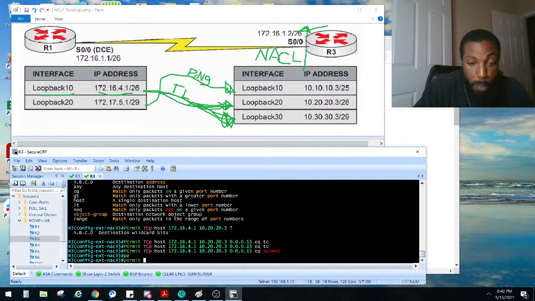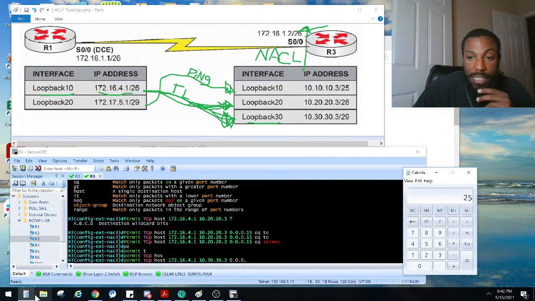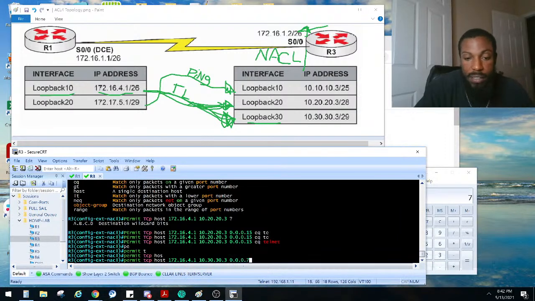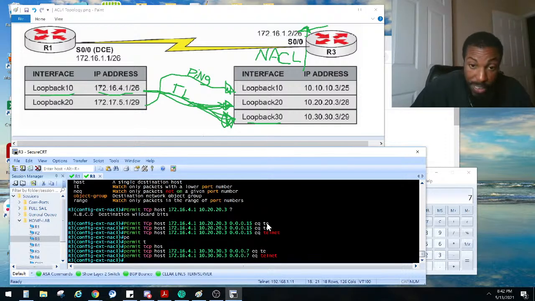So pretty similar. Permit tcp host 172.16.4.1 10.20.20.3, same wildcard. No, my bad. This is a different IP address. The destination is now loopback 30's IP address. What is that? 10.10.30.3. /29. Wildcard mask is 0.0.0.7, I believe, right? Let's verify our work. It's 255 minus the subnet mask number. So in this case, 248, 7. Yes, I knew that. I just be challenging myself, or quizzing myself, or double checking myself. So that is that rule.